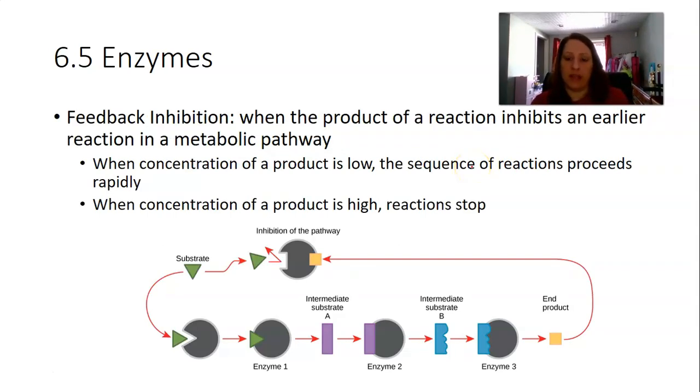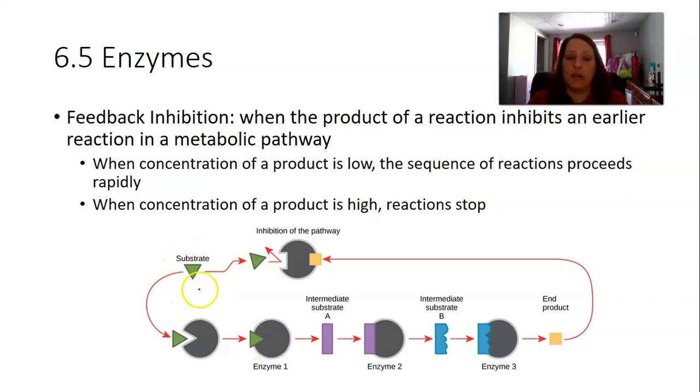This is called feedback inhibition. Again, I said that your cells only want enzymes to be active when you want reactions to take place. Your cells shouldn't waste energy or time or molecules on reactions when there isn't a need for the product. So feedback inhibition is a way to control whether or not a reaction proceeds as well. So let's take a look here. We've got a metabolic pathway.